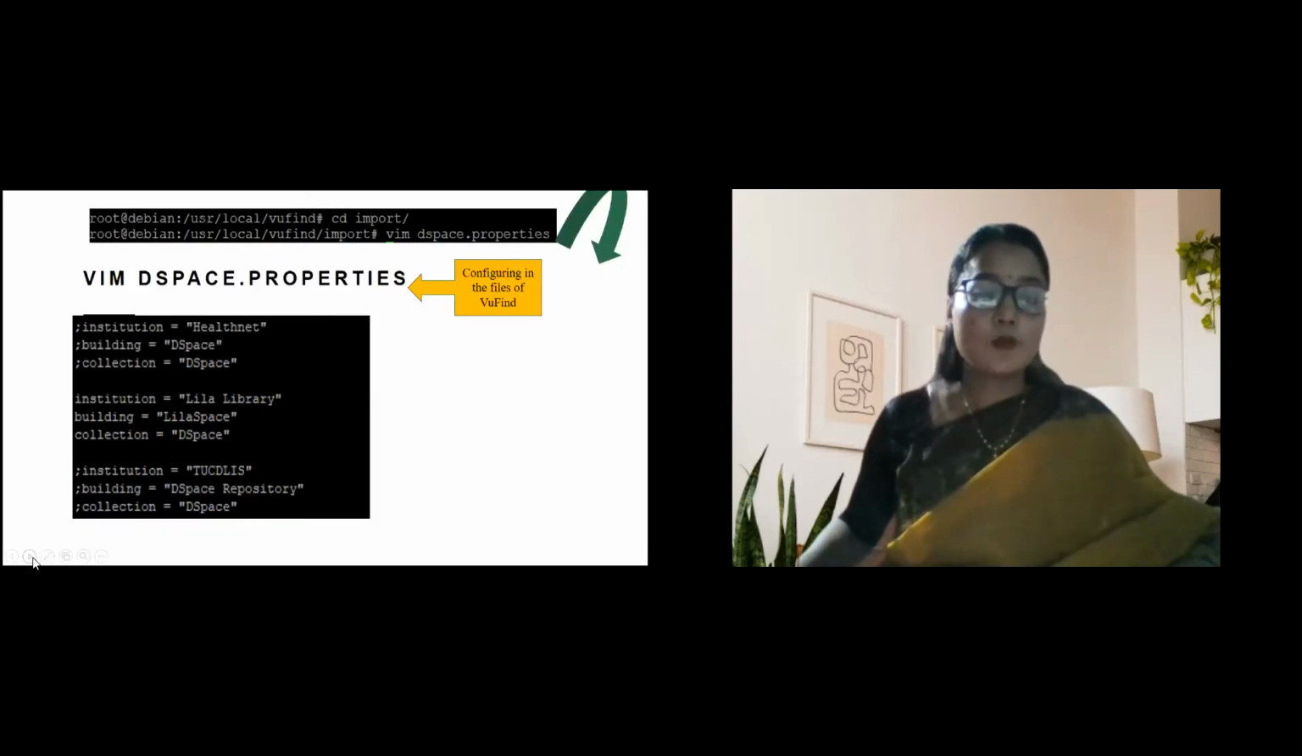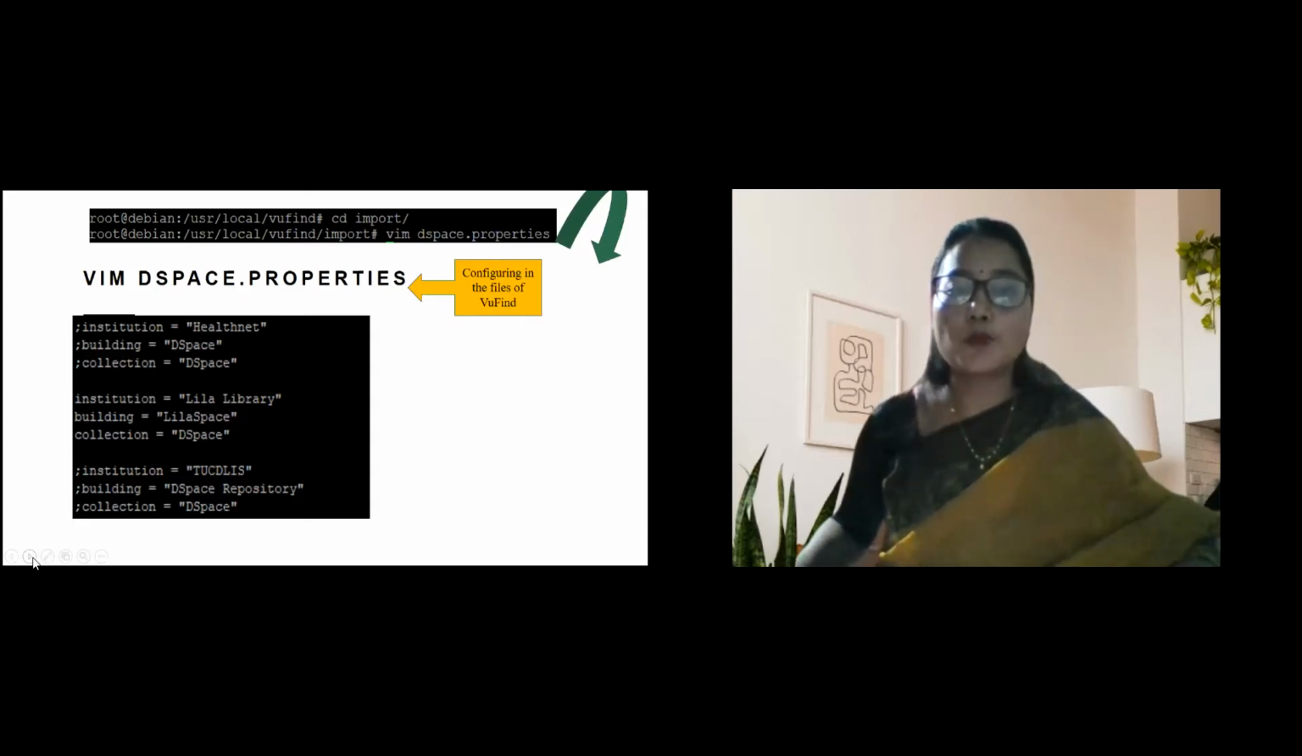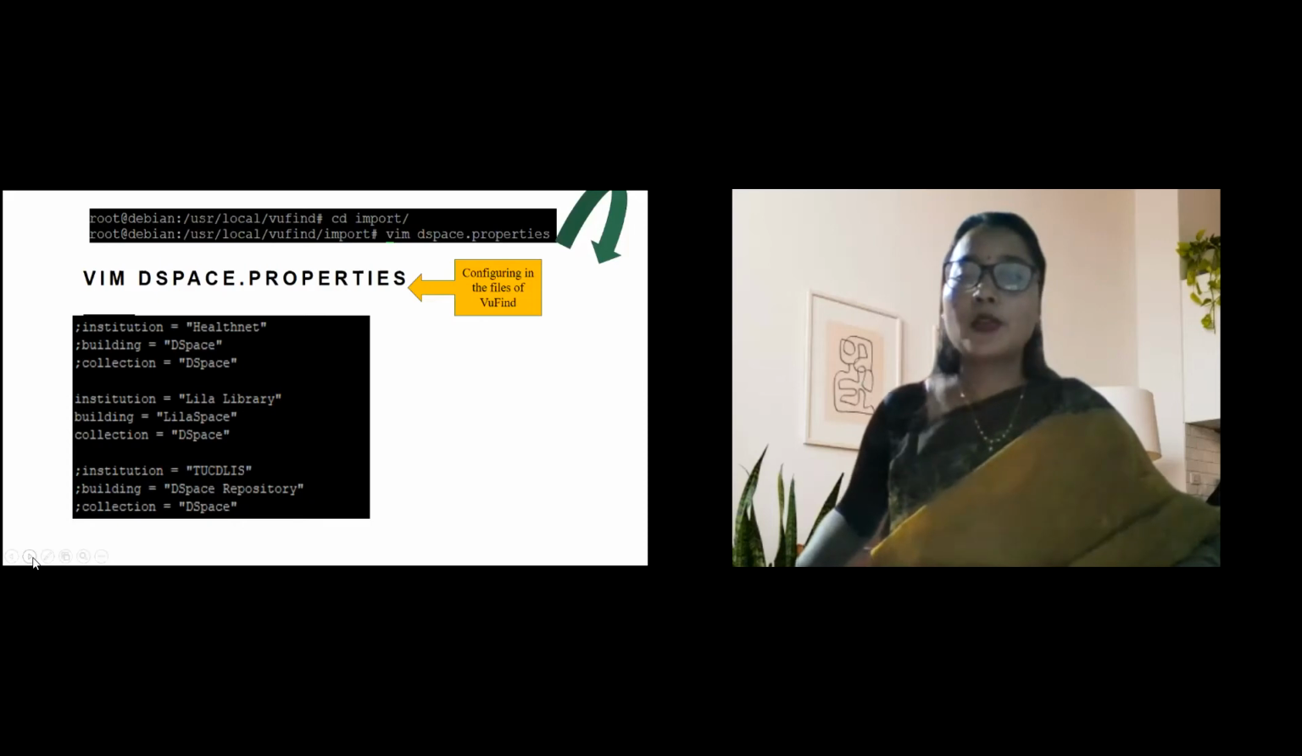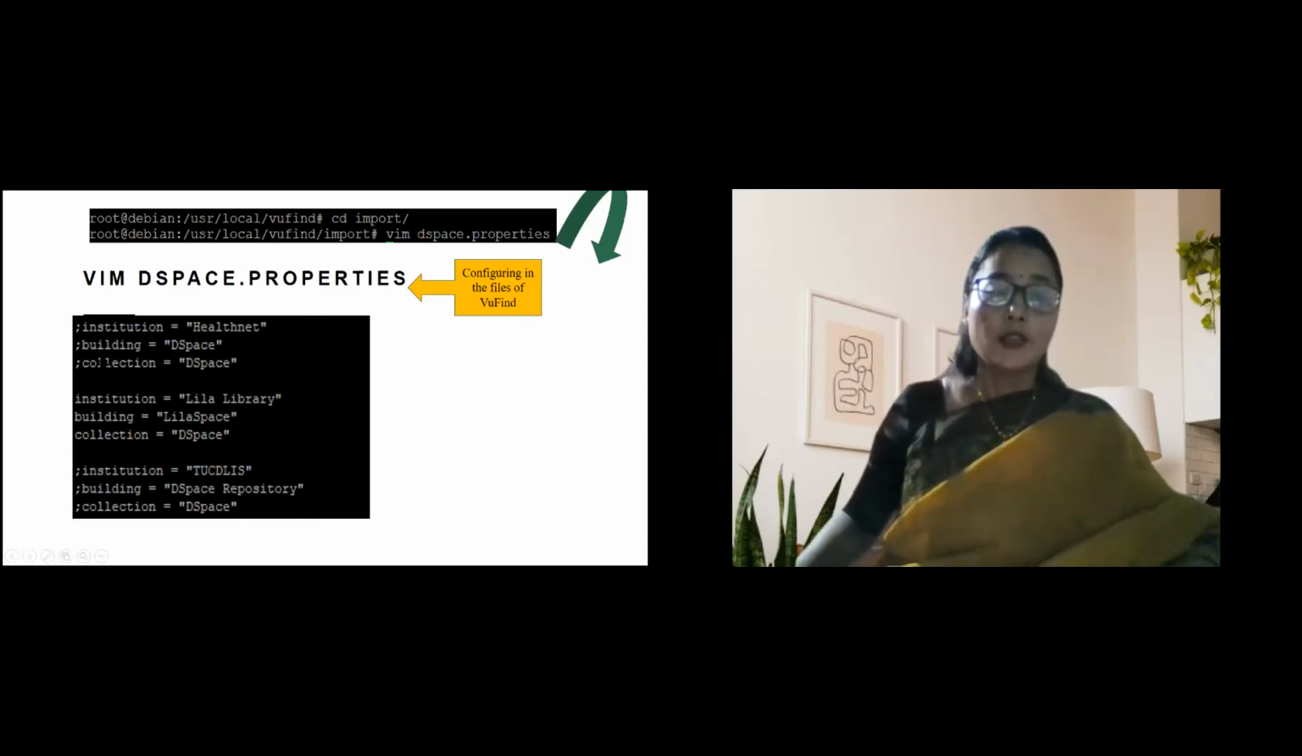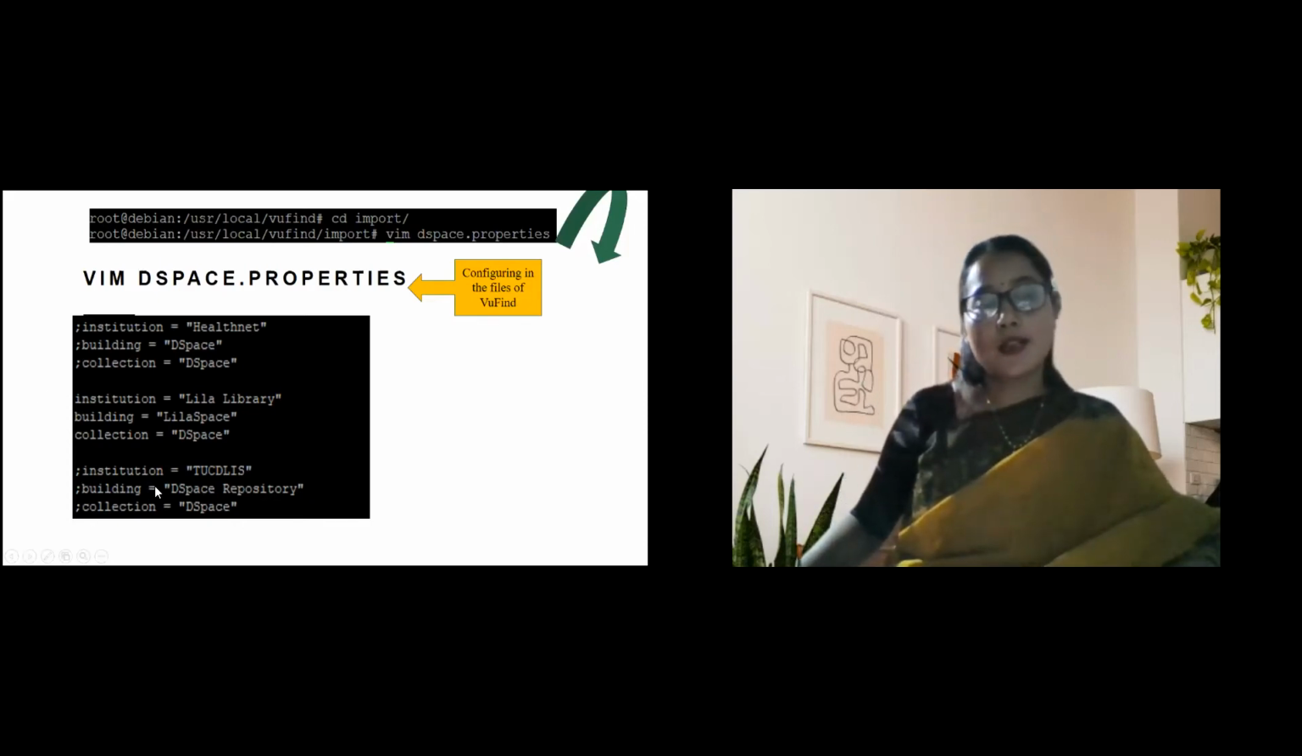And now it's another important thing, as we have to change in this local import folder, vim dspace.properties. Here you will see that three things are already here. One is for HealthNet institution, another is TU CDLIS, and another again is Leela library. So since I'm working for this page, only this institution name, building, collections is uncommented. The remaining others are commented.